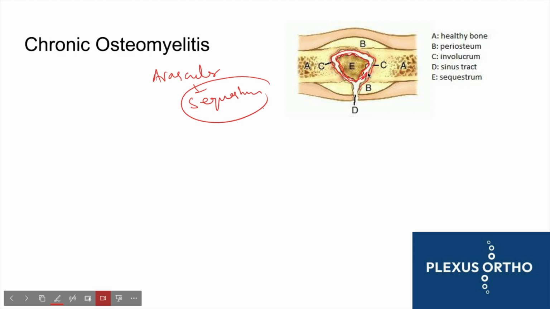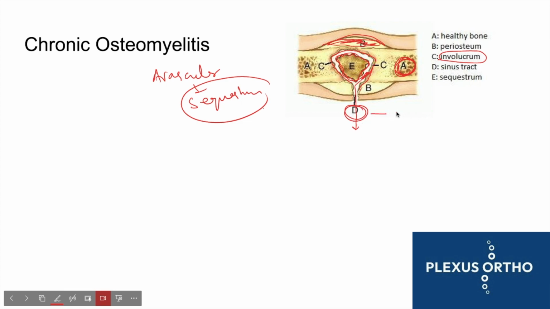There's dirty granulation tissue between the sequestrum and an outer layer of new bone, which is called the involucrum. We can see here a healthy bone with marrow, depicted as A, and here you can see the periosteum being lifted off by the abscess. So this is an abscess here, and it finds a way to break out. As we know, pus and abscess try to find a way to break out, forming a sinus tract.